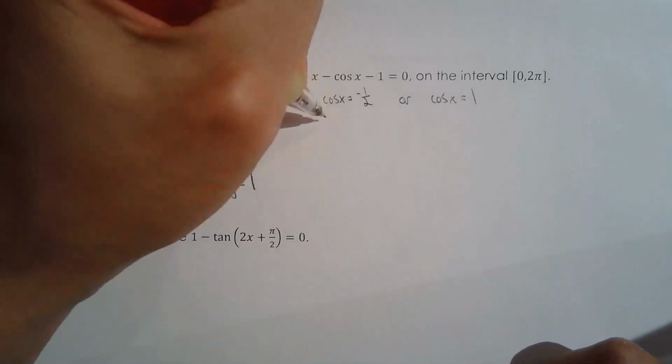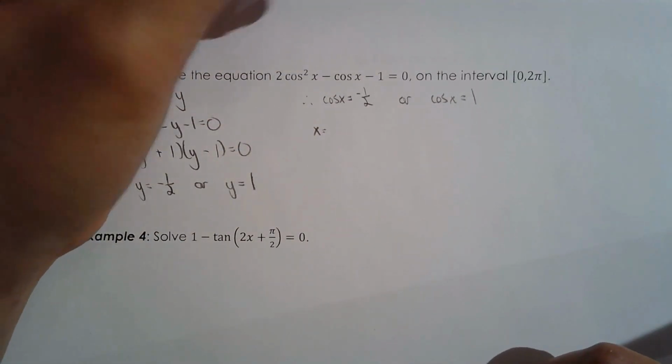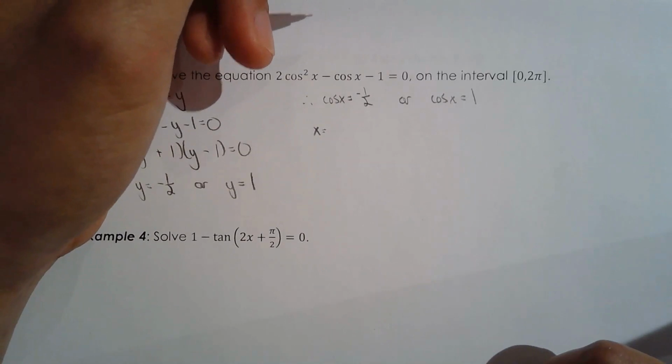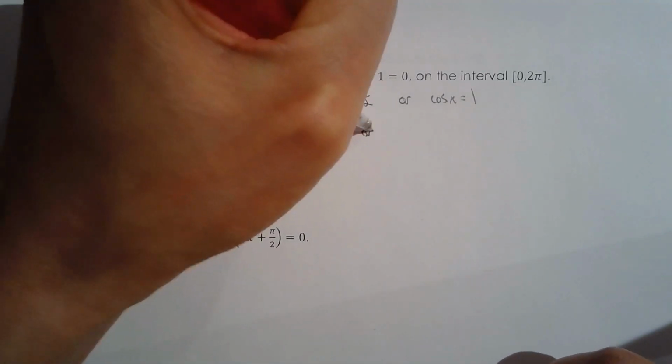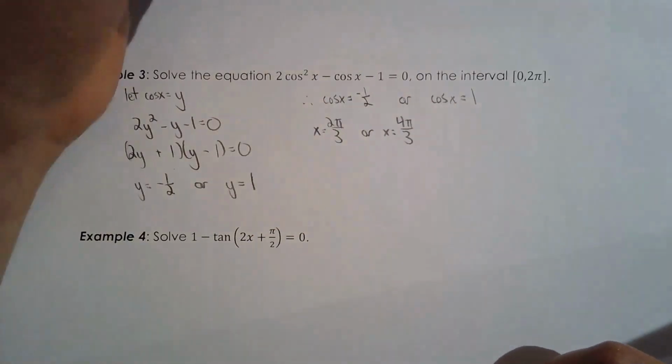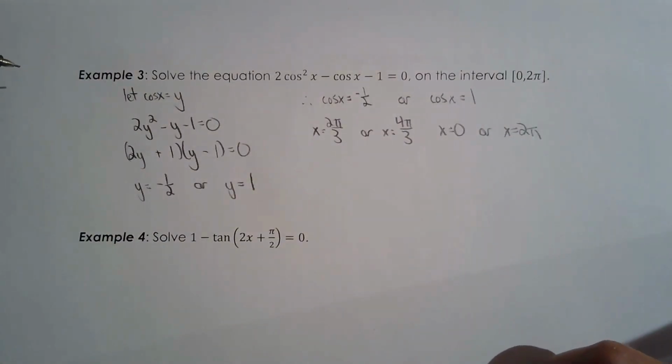Special angles, negative ratio, so cosine is negative in quadrant 2 as well as in quadrant 3, and we're looking at a reference angle of pi over 3. So 2 pi over 3 or 4 pi over 3. And when is cos x a max of 1? Well, you need to know your graph of your cosine function. So hopefully you get x equals 0 or x equals 2 pi.